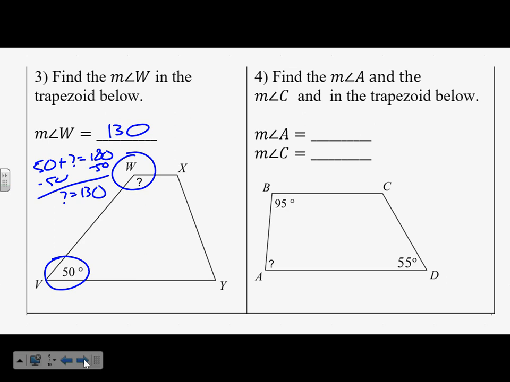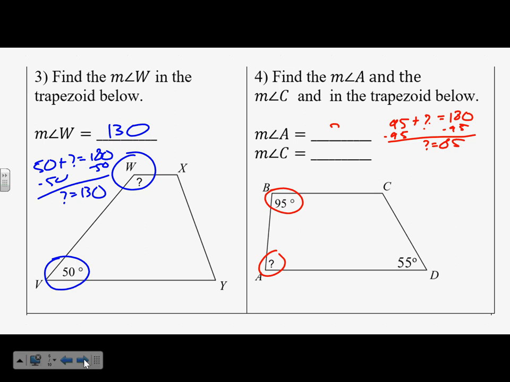This next one, angle A and angle C. Again, I think a lot of people are going to miss this because they're going to say A is 55 and C is 95. And if this was isosceles, you would be right. If not isosceles, 95 and this question mark have to add up to be 180. Subtract 95. 180 minus 95 is 85.